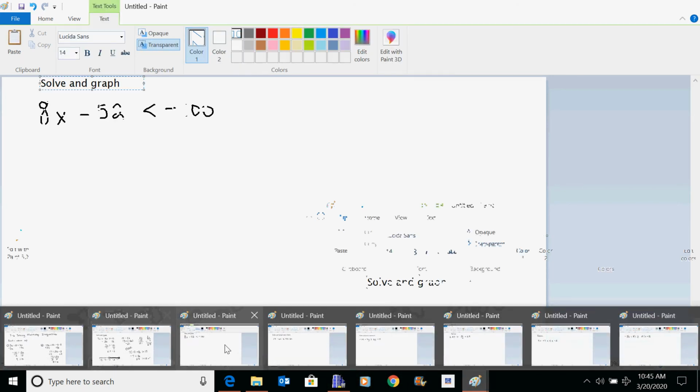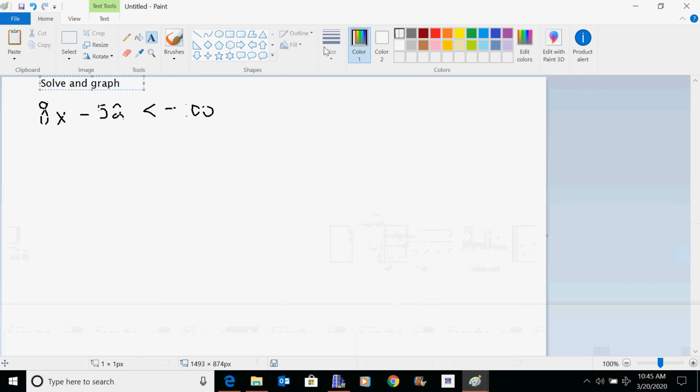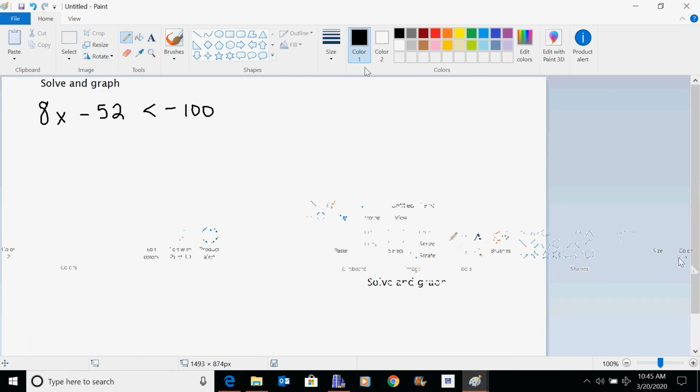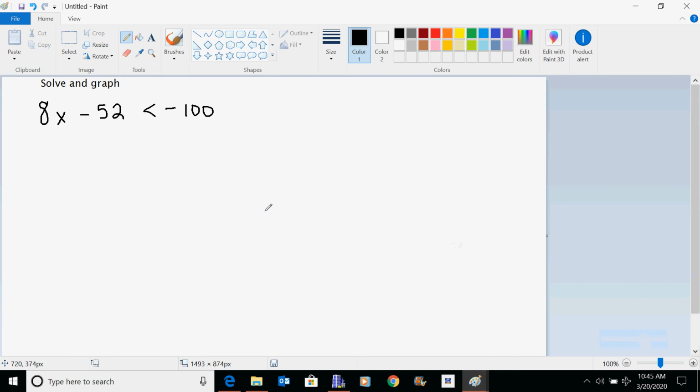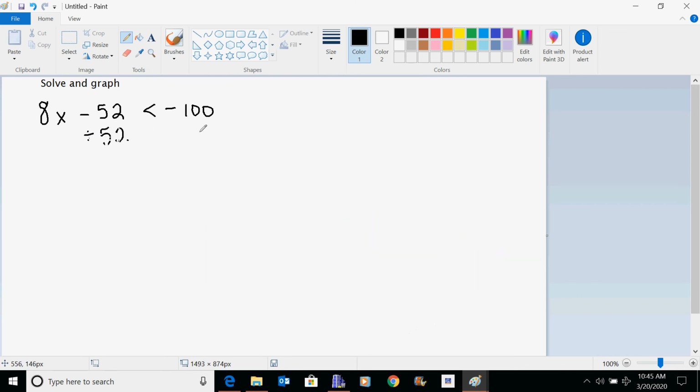And let's move on to another one. This one saying solve and graph. So what we need to do is do the same thing that we just did a minute ago. It's slightly repetitive. You might want to pause and try this one and see if you can get ahead of me a little bit. And on this, we add 52 to both sides.